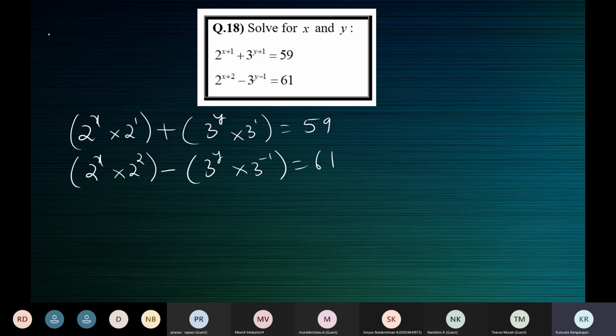Now let us call 2 to the power of x as a and 3 to the power y as b, because they only have the x and y in them. 2 to the power x, where is x? It's a power of 2. So let 2 power x be a, and let 3 power y be b. So in this equation this one is a, so it becomes 2a. Yes or no?